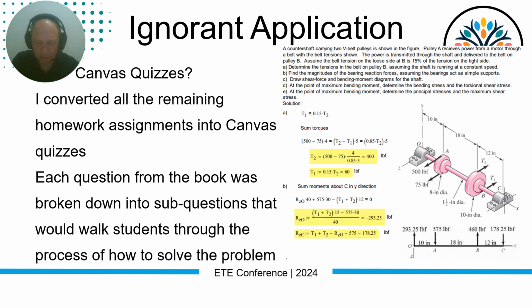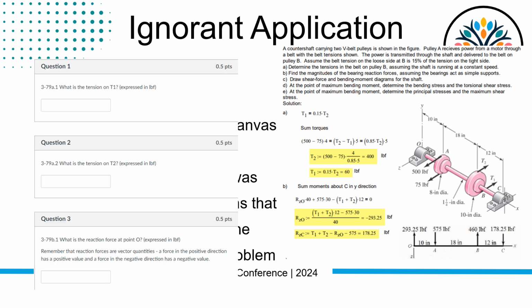Right, so there's my solution for parts A and B. And then they would show up in Canvas as this. So what's the tension on pulley T1, which is this guy here? And solve for that. What's the force here? And you'd put your answers in the box, expressed in pounds force. And I'd look for 60 for T1 and 400 for T2 with some reasonable few percentage margin of error for calculation differences. And students would be able to submit their answers that way. And I wouldn't have a massive stack of homeworks to grade.